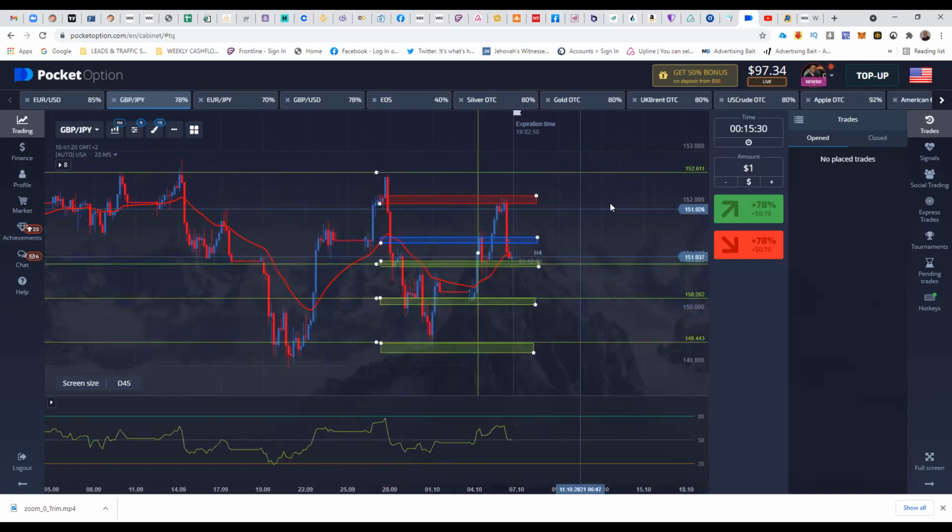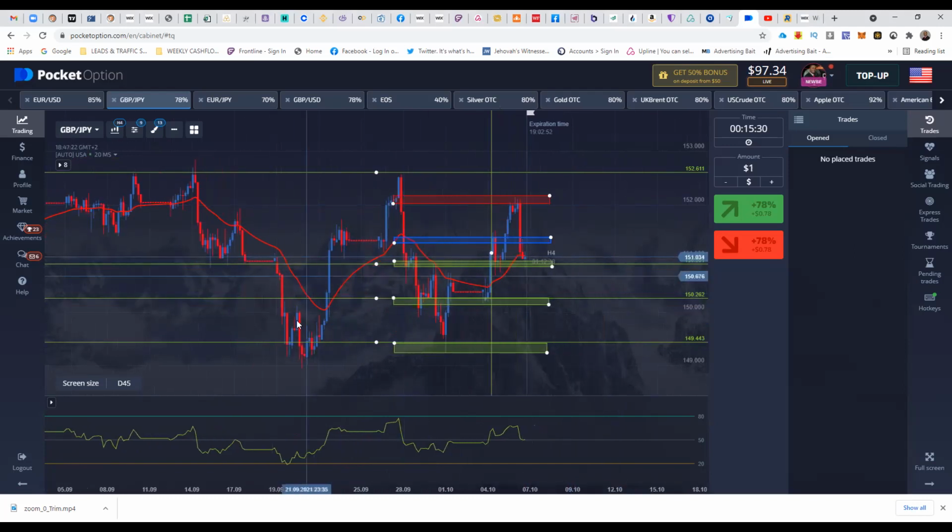So what we're going to do is, now that we've drawn these zones out, I'll stretch them out right here, over here.